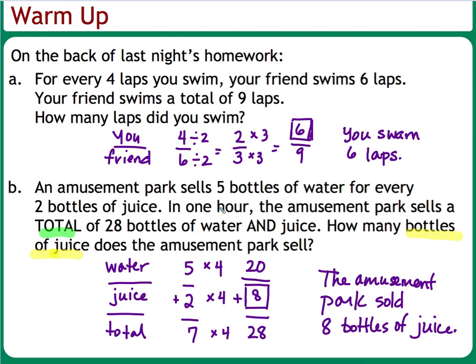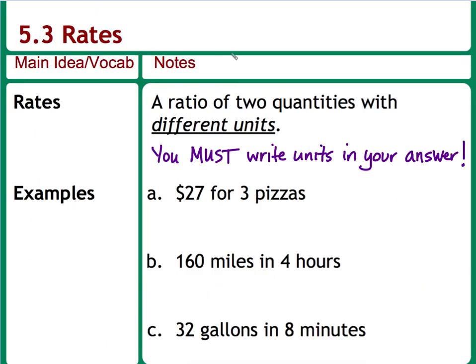All right, so on to our next topic of ratios, which is called rates. Now, rates are just the same thing as ratios. The only difference is we have different units. So instead of comparing pieces of fruit, like apples to oranges, or comparing people, like girls to boys, we're actually comparing 2 different units.